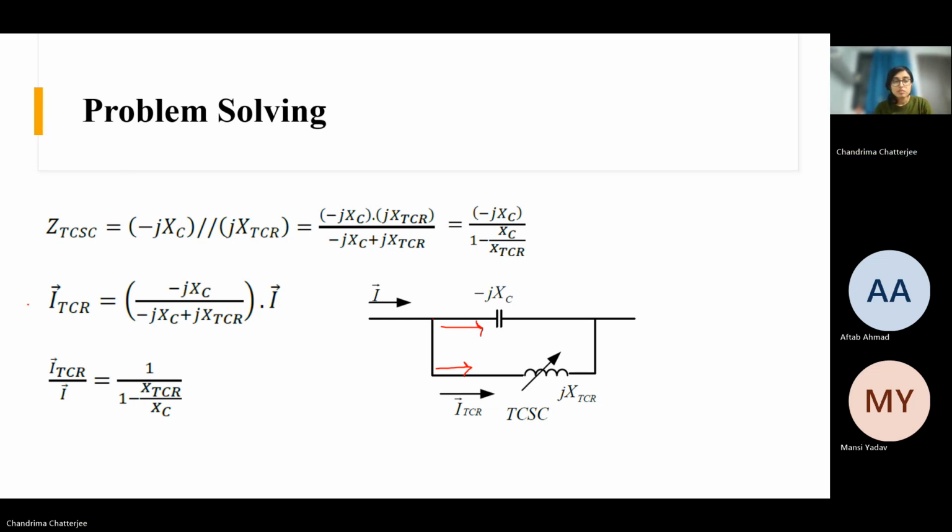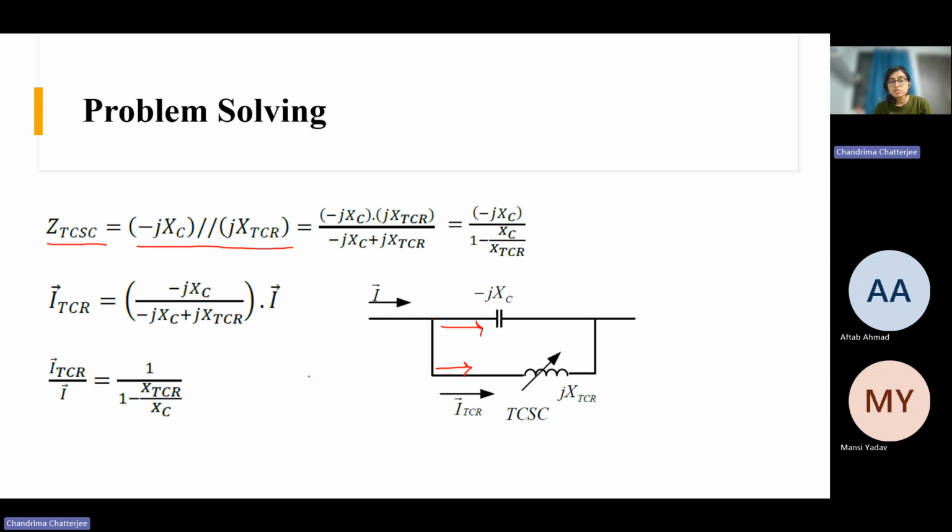Now, what is the equivalent impedance? The equivalent impedance is this, right? Because they are in parallel. So jXC in parallel with jXTCR. This is minus jXC. Why?